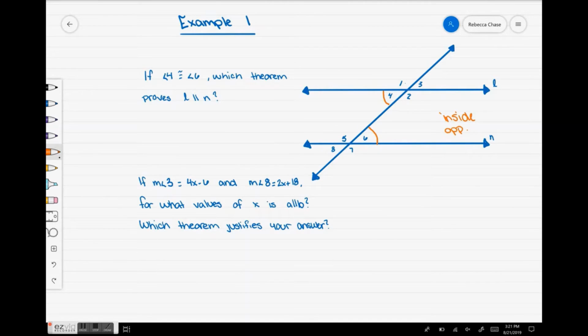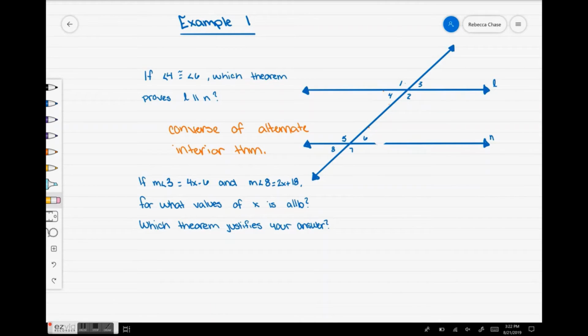But remember, because we're proving that the two lines are parallel, we have to use the converse. So we're going to say converse of alternate interior theorem. Remember, I abbreviate theorem with THM. So if we use the converse of the alternate interior theorem, that's going to prove to us that those two lines are parallel if we know that 6 and 4 are the same.